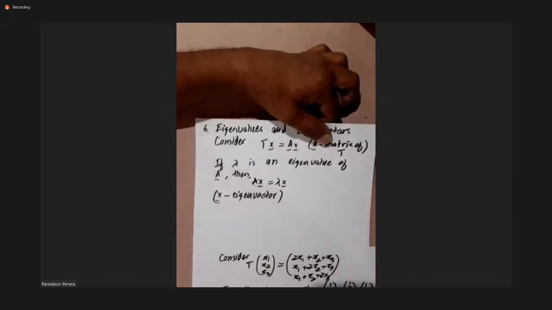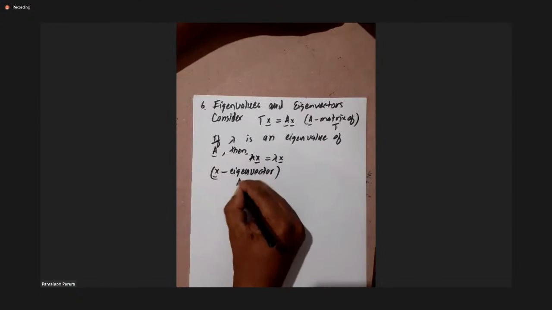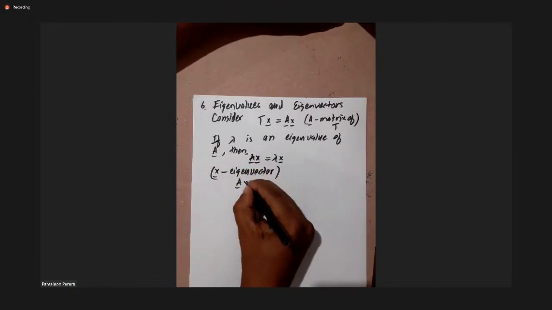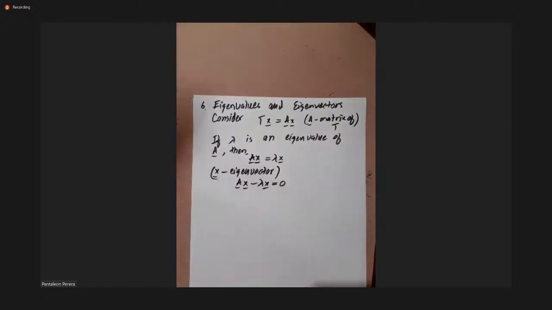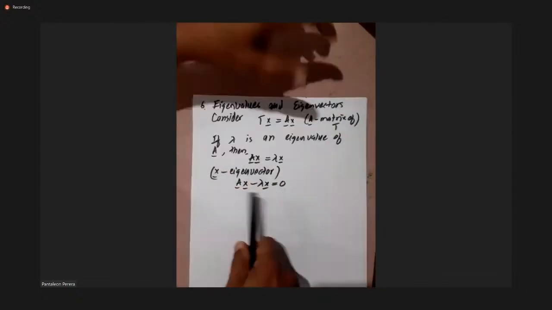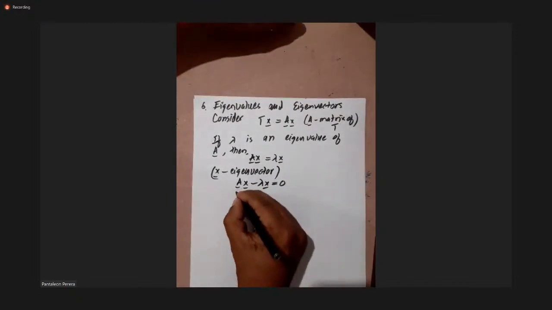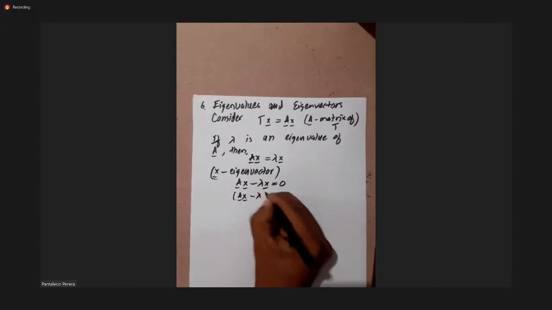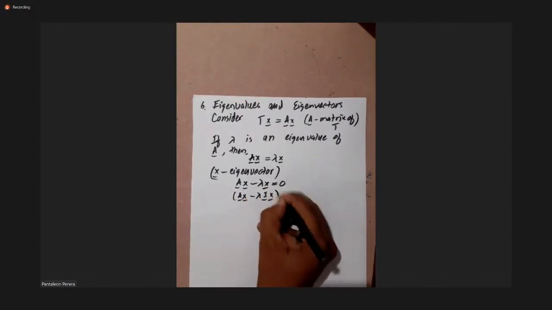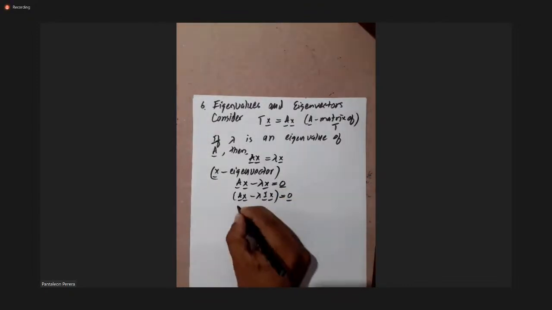Now, how to find eigenvalues and eigenvectors? We'll see. We'll bring this down to this side. But you cannot pull out x. If you pull out x, you get A minus lambda. A is a matrix and lambda is a value, so you cannot perform the subtraction. Therefore, I will multiply lambda by I, the identity matrix. Now I can pull out x.